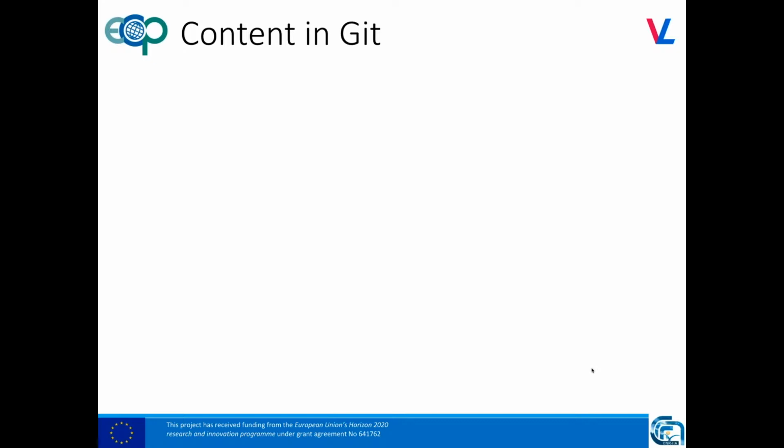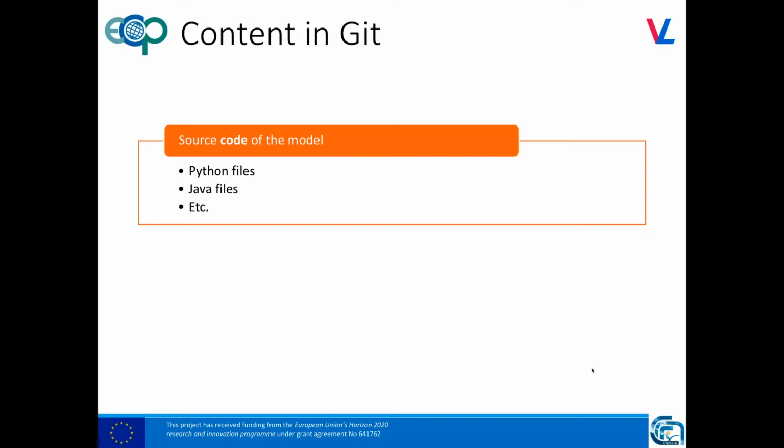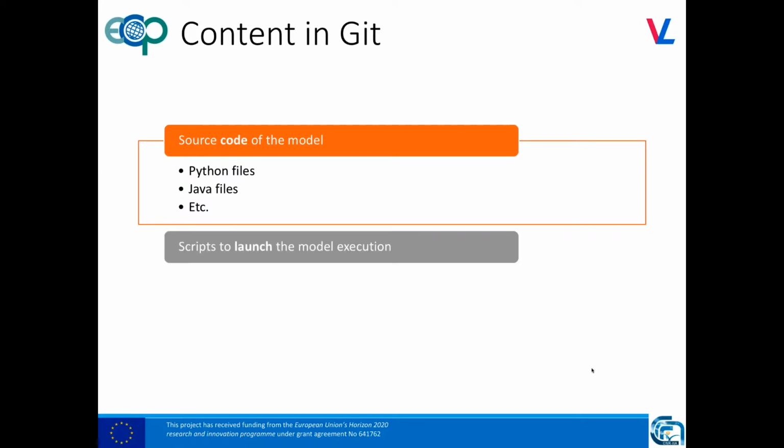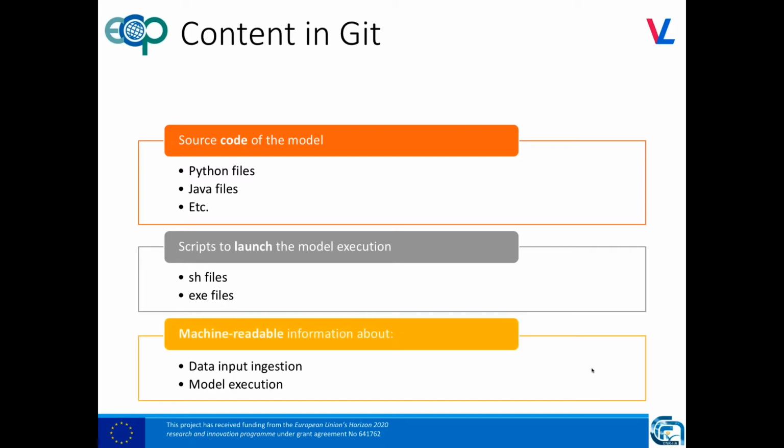So what's the content that will be in Git? Well, of course, the source code of the model. This can be Python files, Java files, Fortran, whatever. The scripts which are needed to run the model execution, to launch the model execution, and machine readable information about how to ingest input into the model and how to execute the model. We will see later how this machine readable information must be provided in Git for VLAB to use it.